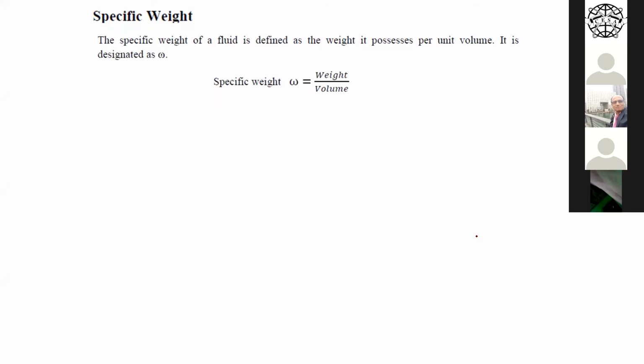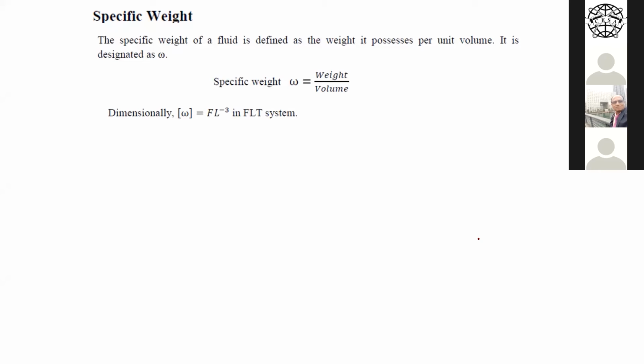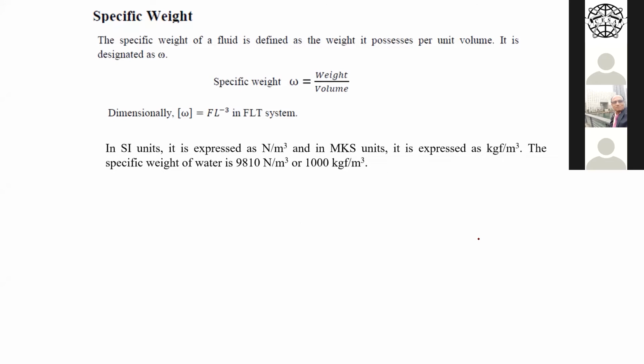So the specific weight is weight by volume. Dimensionally you can write it in two types of systems: one is called the MLT system, the other is called the FLT system. Writing in the FLT system is very easy, because weight is force, so it's force by volume. Force is expressed as Newton, volume is expressed as meter cube. Therefore the unit becomes Newton per meter cube. So in SI units, specific weight is nothing but Newton per meter cube.